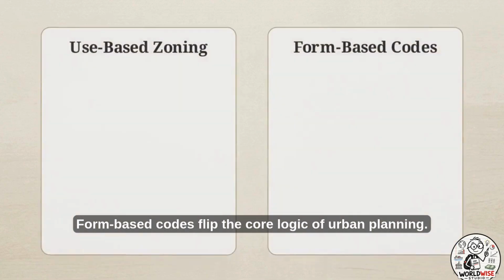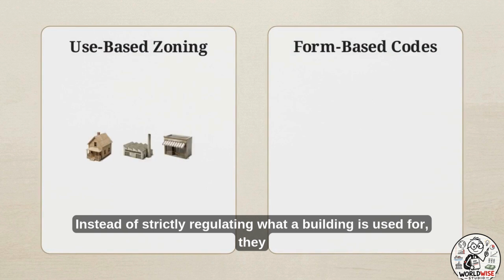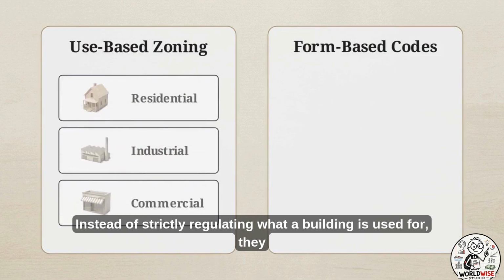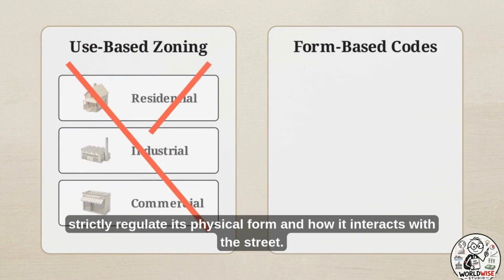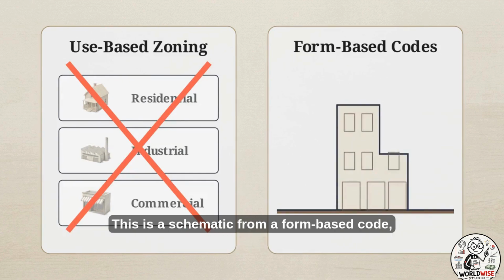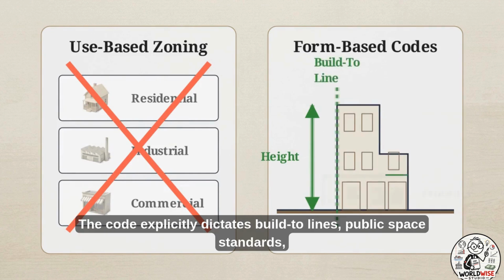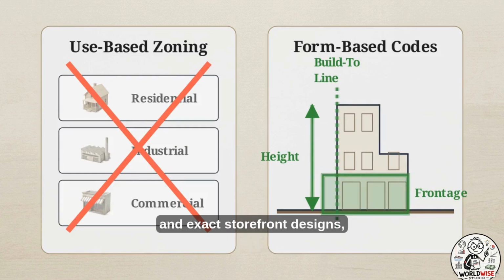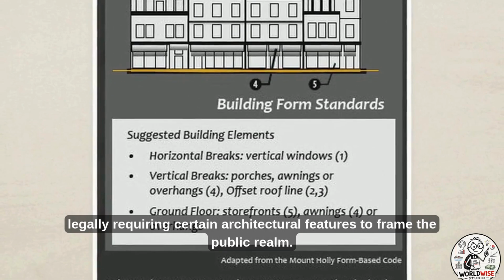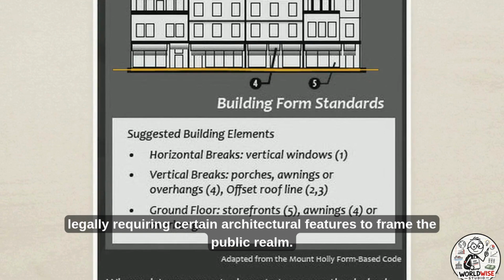Form-based codes flip the core logic of urban planning. Instead of strictly regulating what a building is used for, they strictly regulate its physical form and how it interacts with the street. This is a schematic from a form-based code. Notice the specific numbered elements. The code explicitly dictates build-to lines, public space standards, and exact storefront designs, legally requiring certain architectural features to frame the public realm.